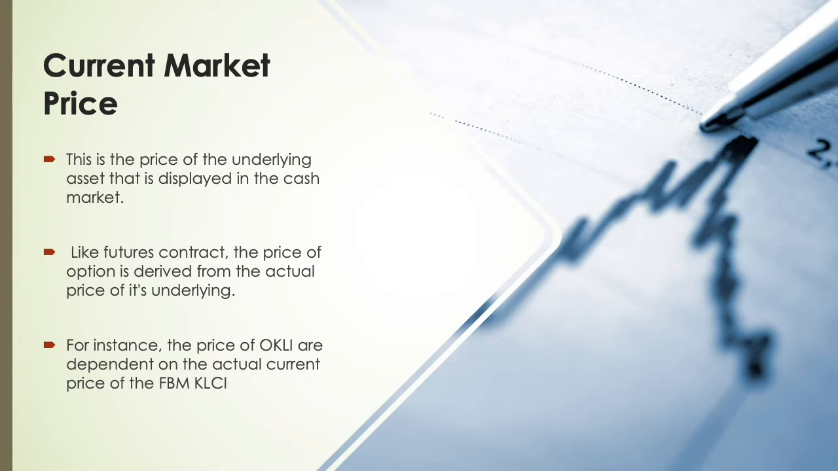Next, we look at current market price. What is current market price? This is the price of the underlying asset that is displayed in the cash market. Like a futures contract, the price of an option is derived from the actual price of its underlying asset. For instance, the price of the KLCI option contract is dependent on the actual current price of the FBM KLCI.